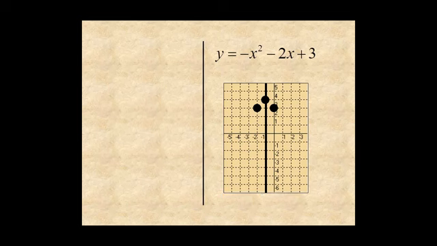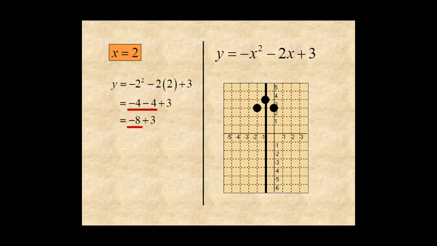Finally, calculate at least one more nearby point. Select a value of x anywhere close to the vertex, like x equals 2. Then evaluate the function for x equals 2. Negative 2 squared equals negative 4, and negative 2 times 2 equals negative 4. Then negative 4 minus 4 equals negative 8. And negative 8 plus 3 equals negative 5. And you have a point at 2, negative 5. Since this point is 3 units to the right of the axis of symmetry, there's another point 3 units to the left.